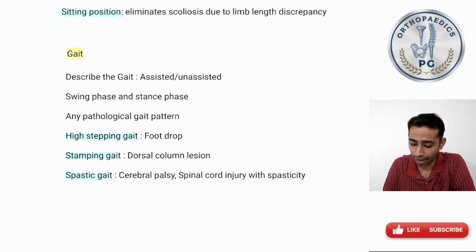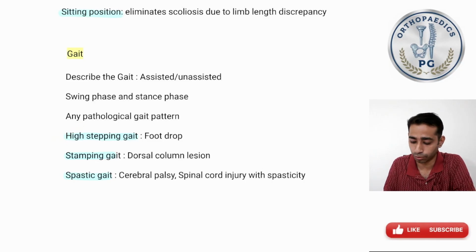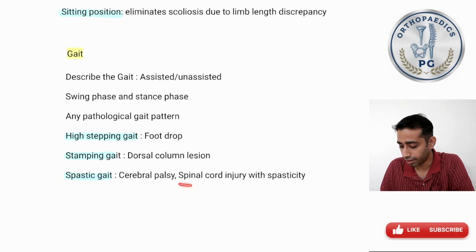You have to describe the gait, whether it is assisted or unassisted, and you have to describe the swing phase and stance phase and the movements at the different joints during these phases. If you can identify any pathological gait pattern, you can mention that pathological gait pattern. Some of the common pathological gait patterns associated with spinal problems are high stepping gait, which is associated with foot drop, stamping gait with a dorsal column lesion, and spastic gait with conditions like cerebral palsy or spinal cord injury with spasticity.